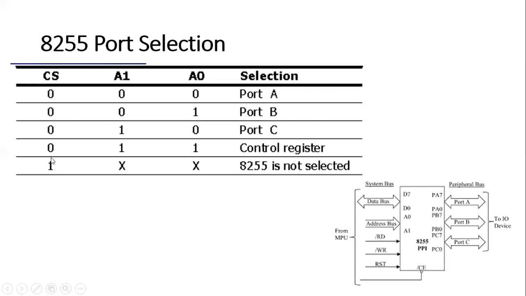Then there is a chip select. If you want to use your 8255, the chip select is an active low signal, so that should be set to 0. If it is 1, then 8255 is not selected. Got it? The chip select you may be using for some other device also, and that particular device will get selected. So when you want to select the port, you have to use these address pins A1 and A0 respectively.